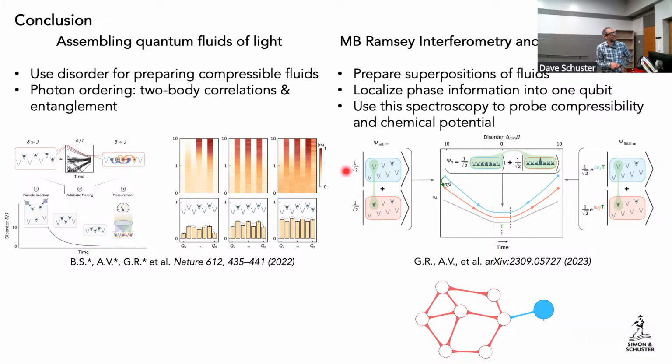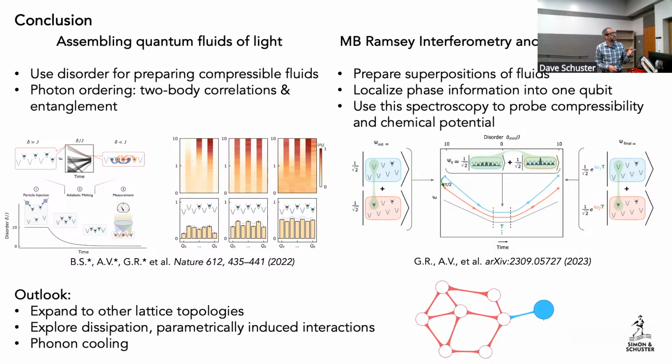And then we saw how we could assemble superpositions of these many-body states and then do single qubit measurements to actually explore their spectrum and how they depend on things like even thermodynamic quantities. And then, I think there's a lot of fun things. You could imagine doing more complex lattice topologies. There's maybe something in between the particle dissipation and the purely adiabatic, where maybe we could have relaxation within there and photon cooling, that kind of thing. So these are all directions we're interested in.